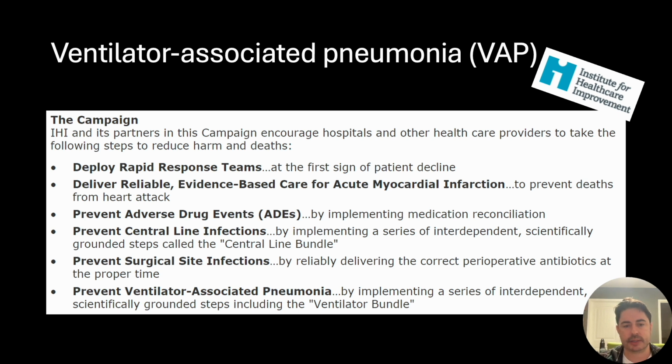Now, ventilator-associated pneumonia. About 25 years ago, there was a big campaign, and the Institute for Healthcare Improvement and its partners put together this campaign to encourage hospitals and other healthcare providers to take steps to reduce harm and deaths. They wanted to make sure that if you came in for a right foot amputation from gangrene, you didn't have the left foot amputated. They wanted infection rates down with central lines and with surgical sites, and also to prevent ventilator-associated pneumonia.